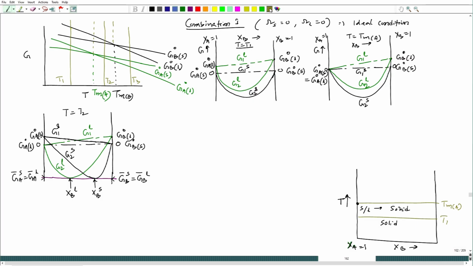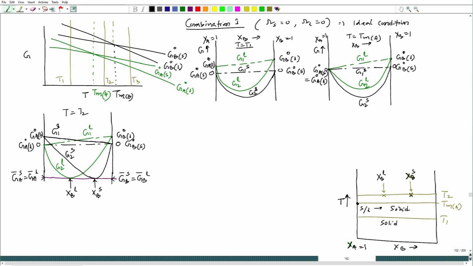So, now at T2, the same information, those compositions will be just taken to the T versus X B plot. So, this is the point which indicates X B of liquid, and this is the point which indicates X B of solid. Okay. Those are the two equilibrium points.